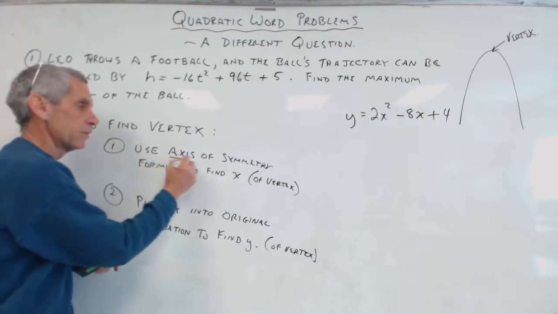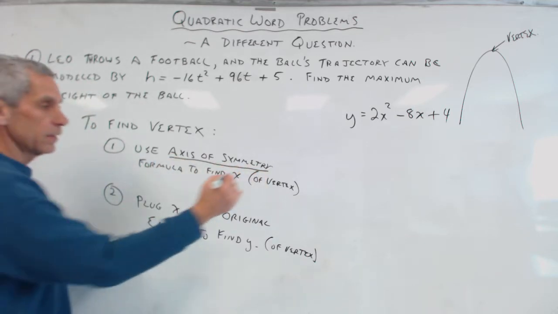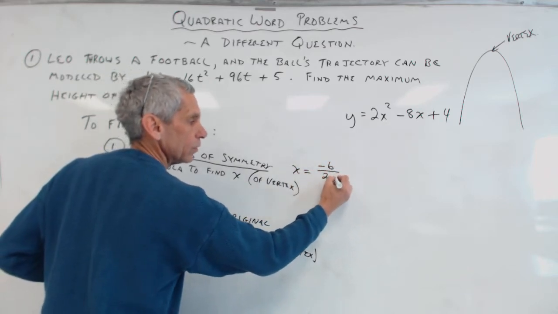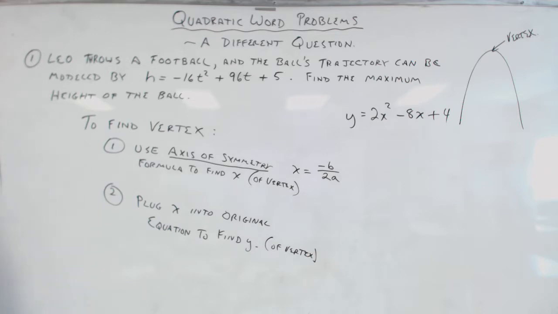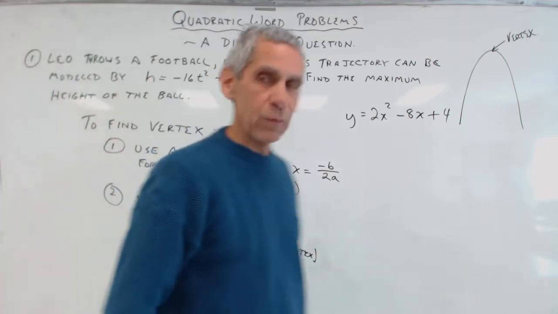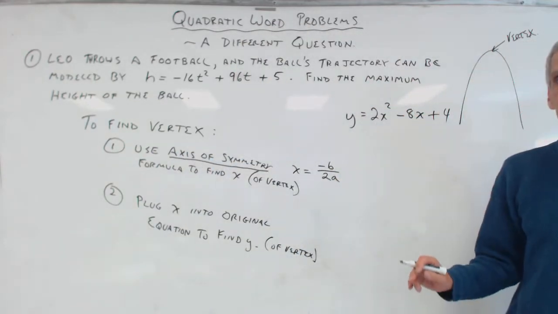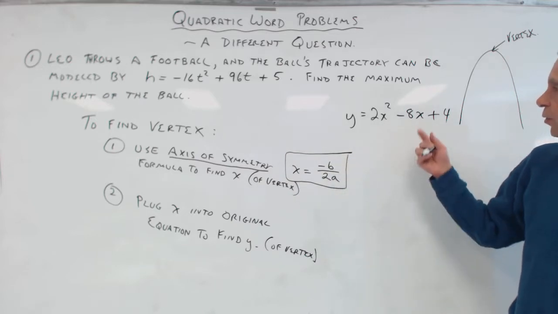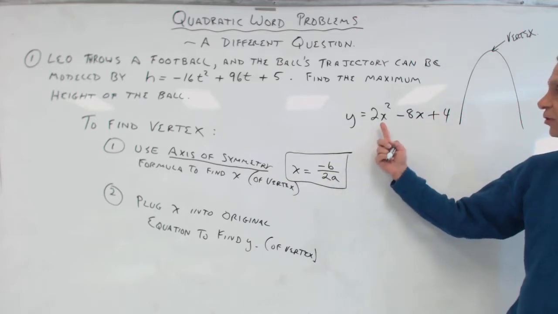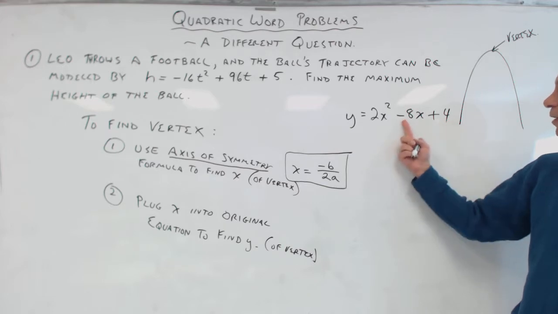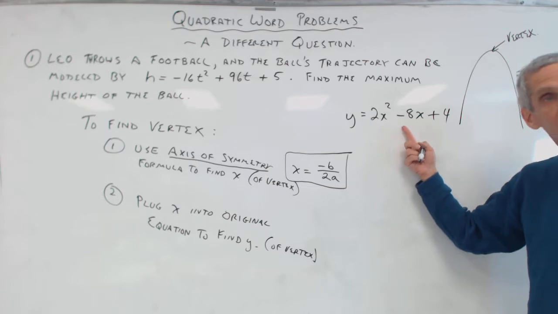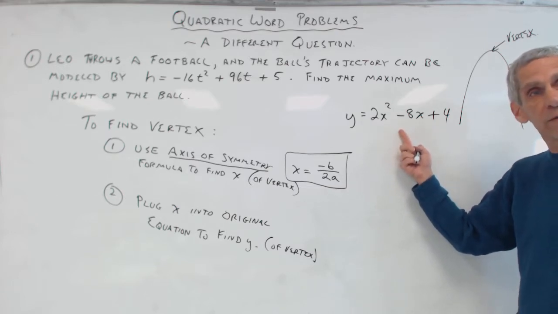Does anybody remember the axis of symmetry formula? X equals negative b over 2a. Remember this? When we were graphing these, you learned how to do this, right? We used this formula. So we did negative b. Remember, this is your a, this is your b, and this is your c. So negative b, this b is already negative, so it has to be positive. Negative b, negative 8 is a positive 8.